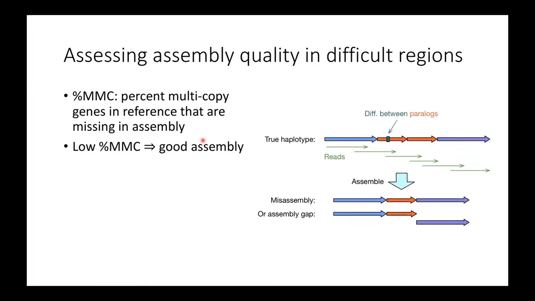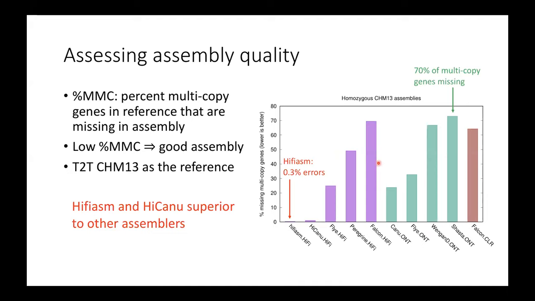And then Kipping talked about this MMC, the percent of multi-copy genes that are missing in the assembly. Basically, the smaller the better; a large number means errors, that is how many multi-copy genes are lost in assembly. If you look at the real data, it looks something like this.